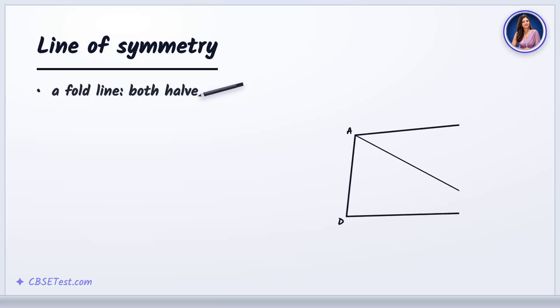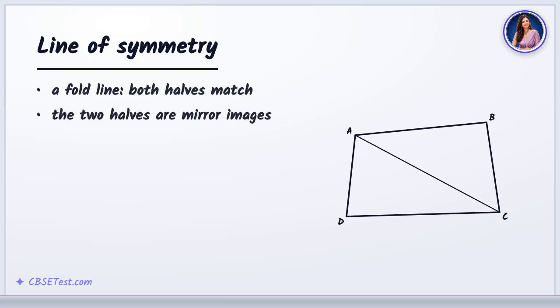A line of symmetry is a fold line where both halves match exactly. Each is the mirror image of the other. Some shapes have several such lines.